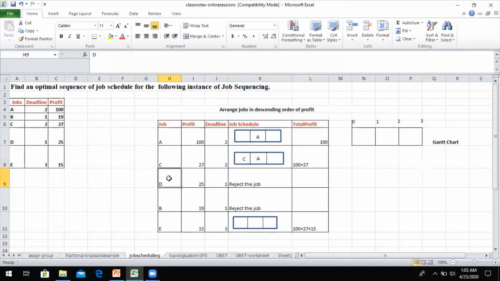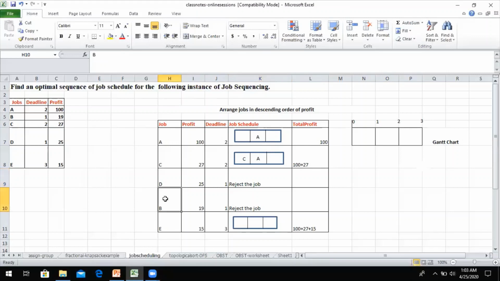Now we move on to the next job in order of profit, which is D. Its deadline is given as 1. We cannot pick job D. Why? Because the first time slot, where job D should have been scheduled, is already occupied by C. The only option left is to reject this job. The profit remains the same.